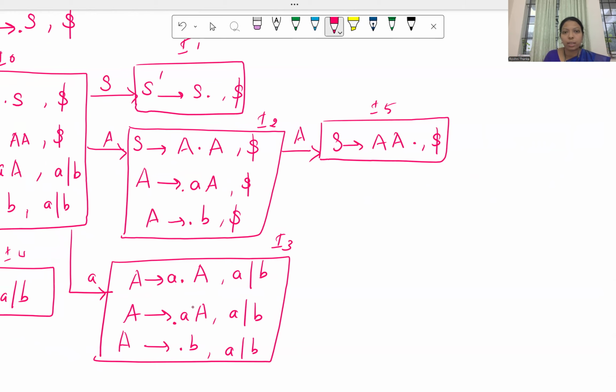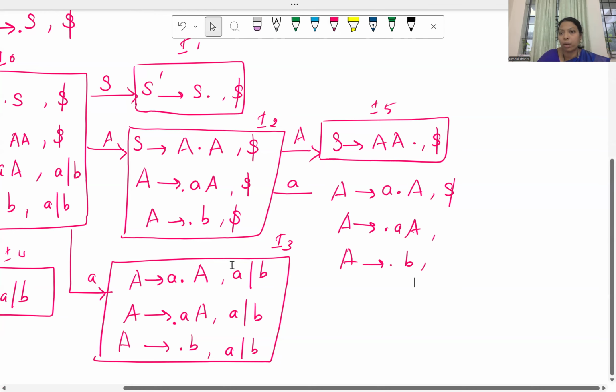Now, the next thing we have to do here is small a. When I read small a, it is A derives a dot, and the A dot will come here with the dollar. Now, if you see, after the dot there is a capital A, that is a non-terminal. So write all the predictions of A. A derives dot B. And now we have to find the lookahead of it.